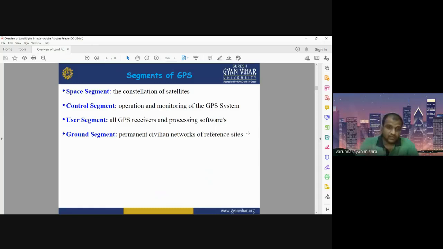The control segment continuously monitors the health of the GPS system, the health of the satellites, how they are working, is it working properly or not. If some satellite doesn't work properly, the control segment sends a replacement satellite instead of that non-working satellite. Then the third segment is the user segment. All the GPS receivers and processing software are in the user segment. And the fourth segment is the ground segment. The ground segment is a permanent civilian network for reference sites. So there are 4 basic segments of any GPS.